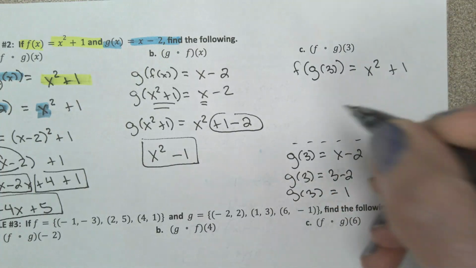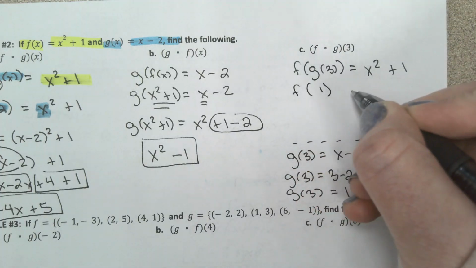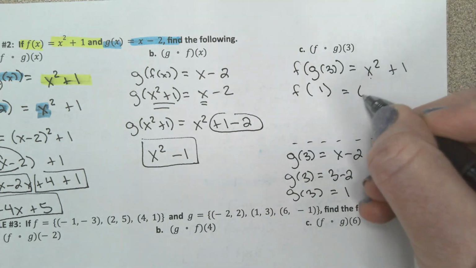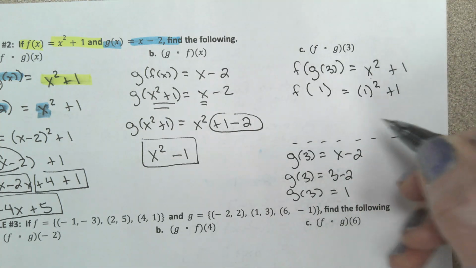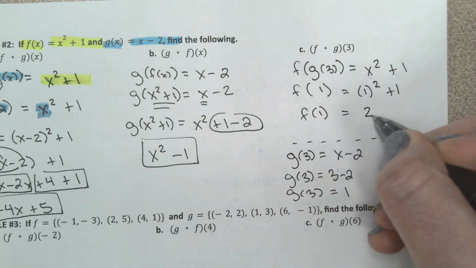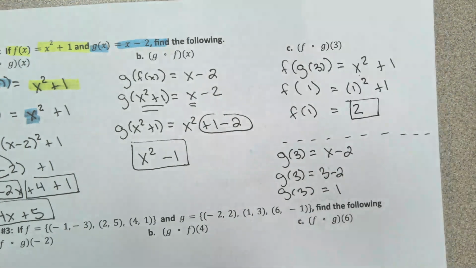All right, so now I have to figure out what is f of 1. So I'm going to plug 1 in place of x. 1 squared is 1. 1 and 1 equals 2. That is your good final answer on that one.